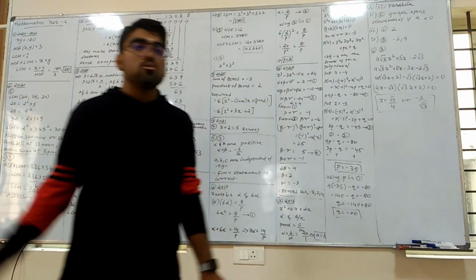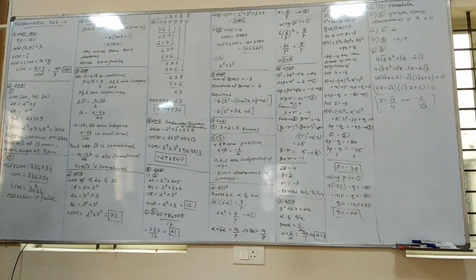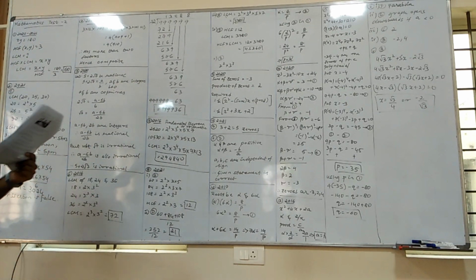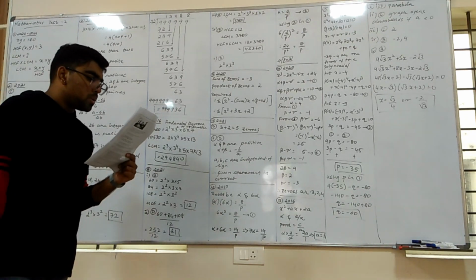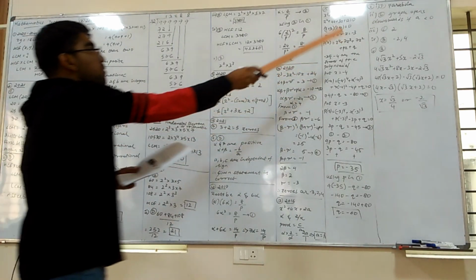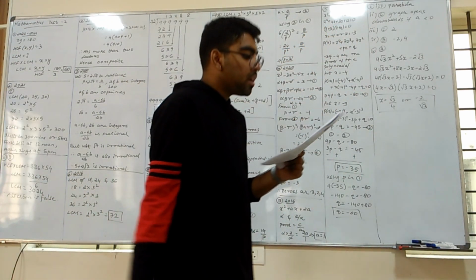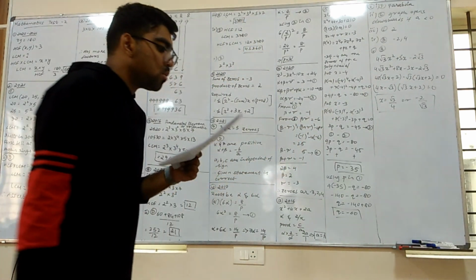Write down all the zeros. How many marks was this? It was a 3-mark question. Come to question number 15. This was asked in 2015. What was this? This was a 5-mark question.